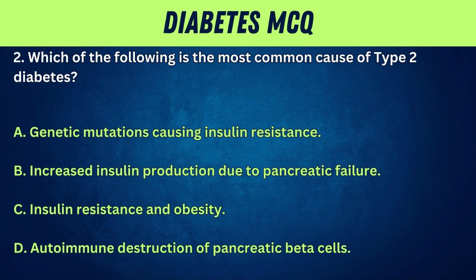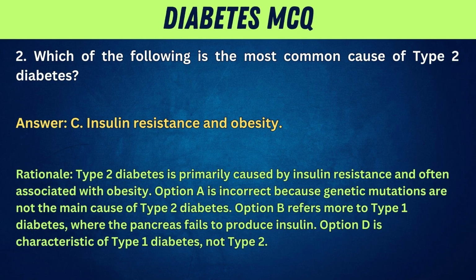2. Which of the following is the most common cause of type 2 diabetes? A. Genetic mutations causing insulin resistance. B. Increased insulin production due to pancreatic failure. C. Insulin resistance and obesity. D. Autoimmune destruction of pancreatic beta cells. Answer. C. Insulin resistance and obesity.